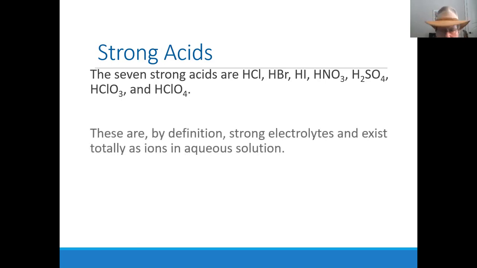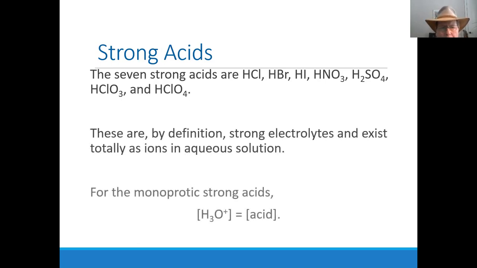Bases. Again, for these acids, for the monoprotic, in other words, H2SO4 going to HSO4 minus plus H3O+, the first hydrogen coming off of sulfuric acid, the H3O+ concentration is going to be equal to the concentration of my acid.